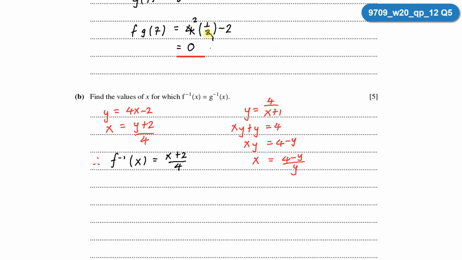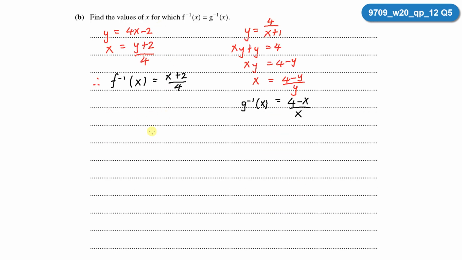And if we interchange the variables, eventually we'll get g inverse of x coming out as 4 minus x over x. So we can now equate. So that's x plus 2 over 4 is equal to 4 minus x over x. Cross multiplying, we get x squared plus 2x, and on the right side we've got 16 minus 4x, and bring everything to one side, we'll be having x squared plus 6x minus 16 is equal to 0.